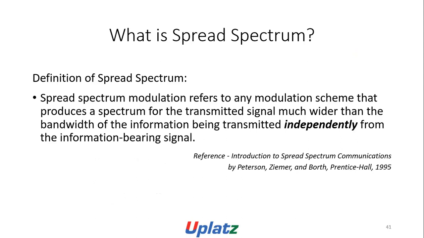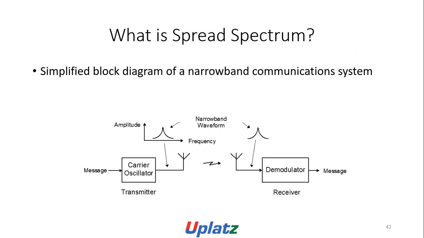What is spread spectrum? Definition of spread spectrum. Spread spectrum modulation refers to any modulation scheme that produces a spectrum for the transmitted signal much wider than the bandwidth of the information being transmitted, independently of the information-bearing signal. Reference: Introduction to Spread Spectrum Communications by Peterson, Ziemer, and Borth, 1995.